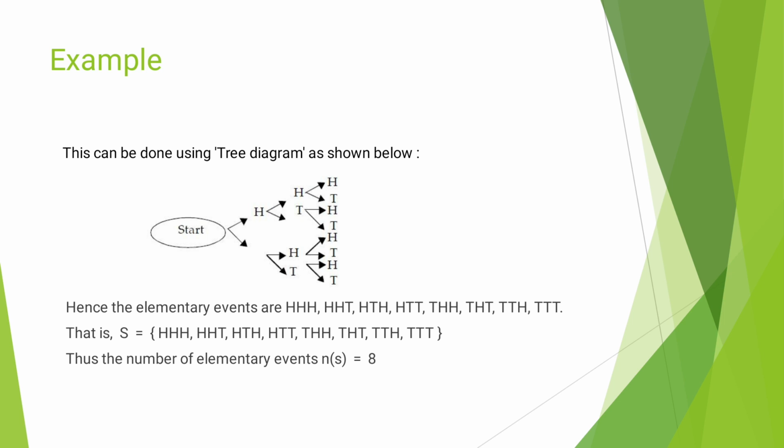Start. Head divides into head and tail, and again head and tail. Hence the elementary events are head head head, head head tail, head tail head, head tail tail, tail head head, tail head tail, tail tail head, and tail tail tail. Thus the number of elementary events n(S) equals 8.